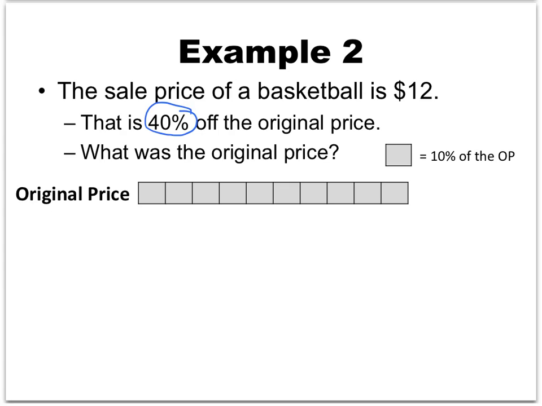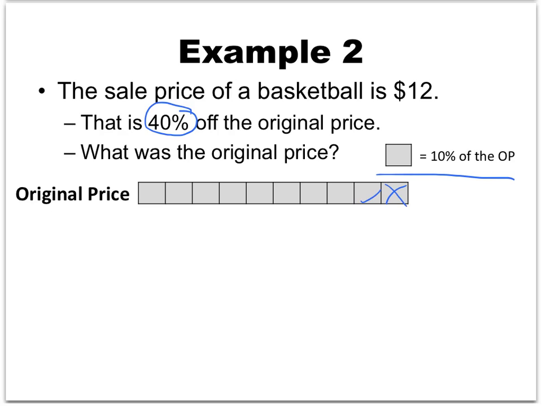10% is 1/10, so it makes sense to divide this up into 10 equal pieces. So here, one of these groups, or one of these boxes, represents 10% of the original price. We could think of this box as representing a group of money. So this is the original price, but we're told something about the sale price. Sale price is $12, and that's 40% off the original.